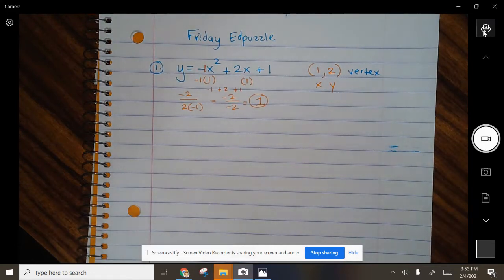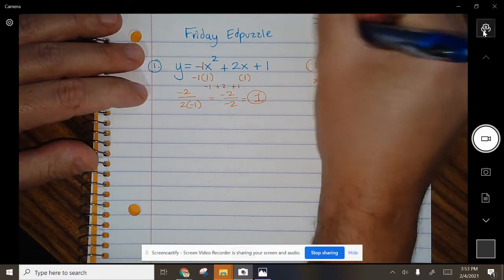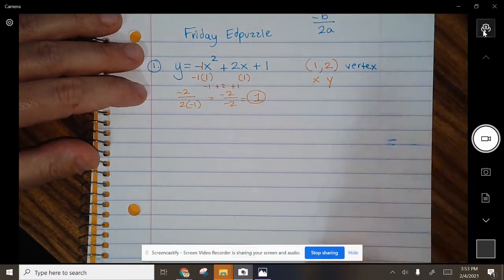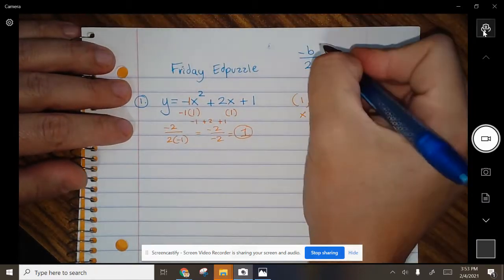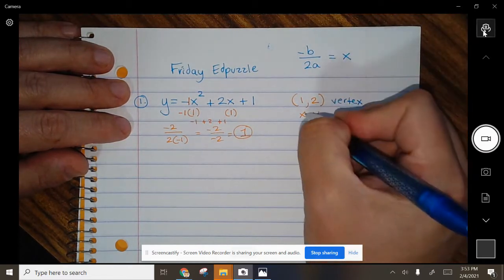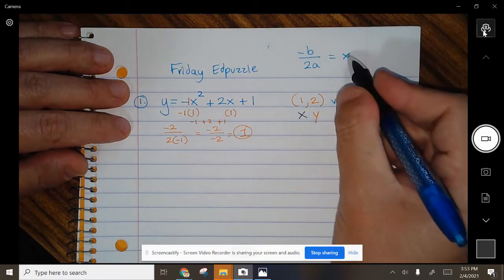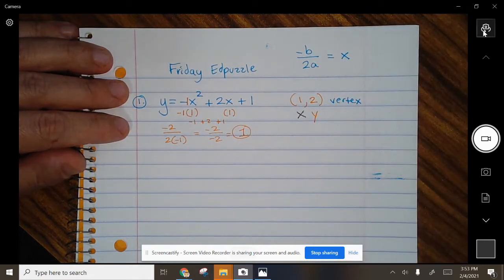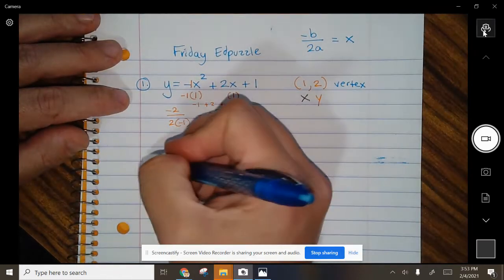But this idea we're going to talk about in a second, negative b over 2a. We're going to give it an actual name. It does give you what? It gives you the x of your vertex. Doesn't it give you the x of your vertex? But we're going to talk more about what that actually does mean.